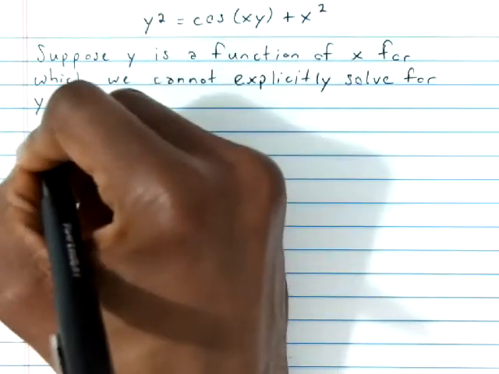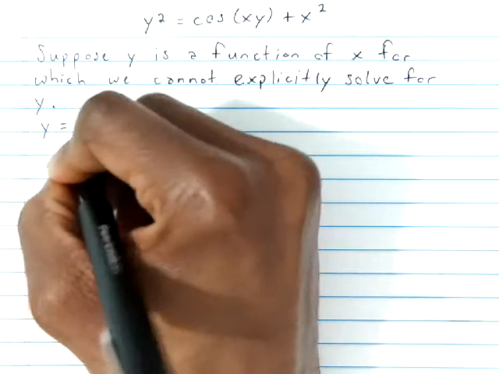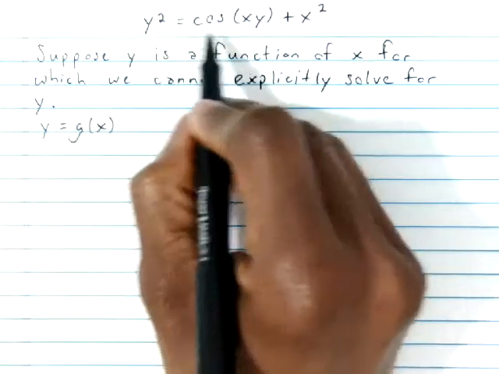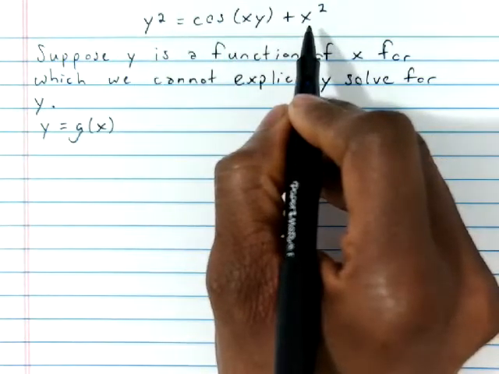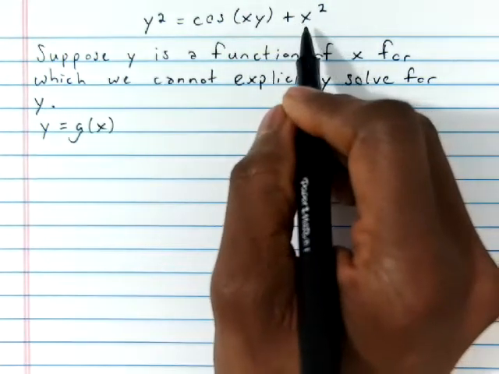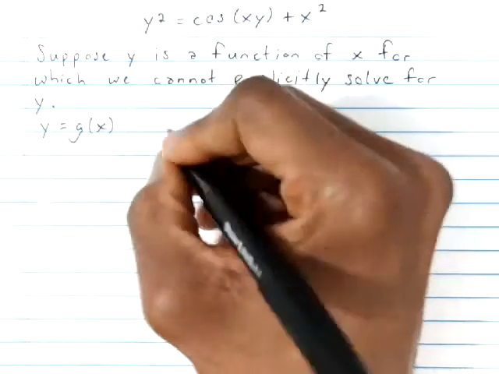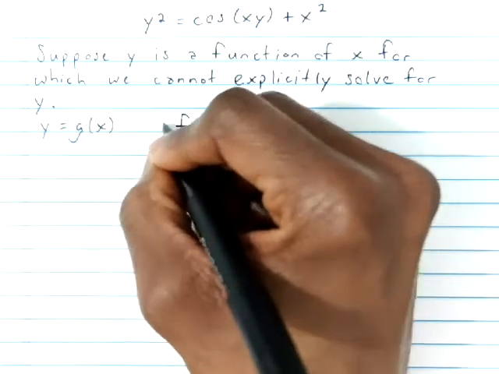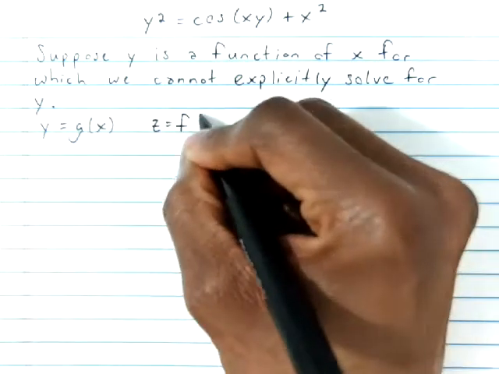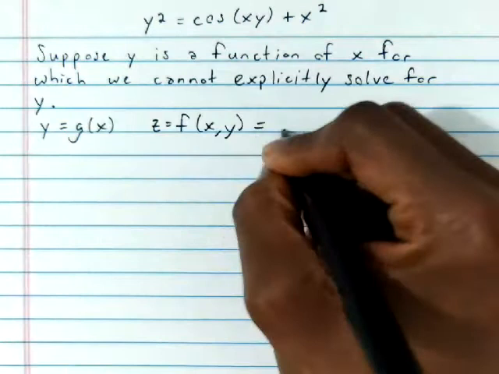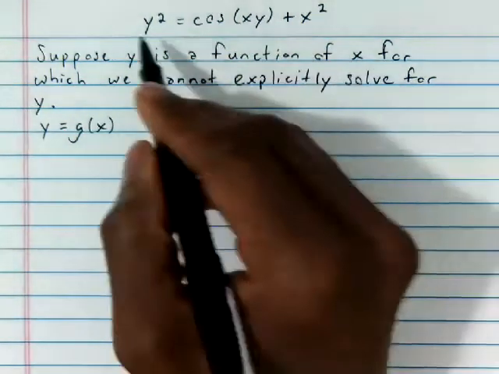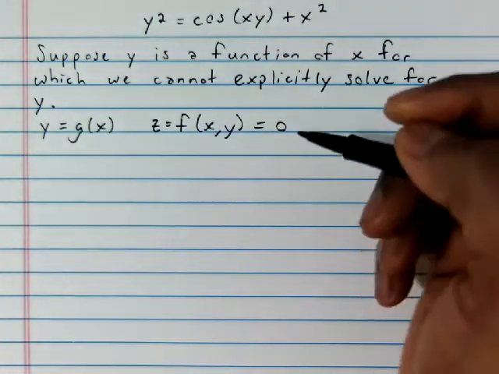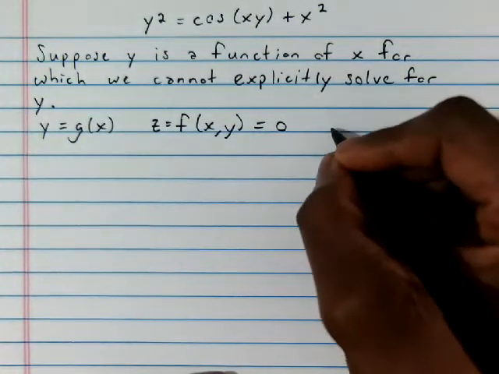So what we do is we still say y is some function of x. We can't figure out what it is. So we take something like this, and we move everything over to the left, and I call this thing z equals f of xy equals 0. Once you move everything to the left and name the function z or f of xy, whatever you want to call it, now you can find dy dx.